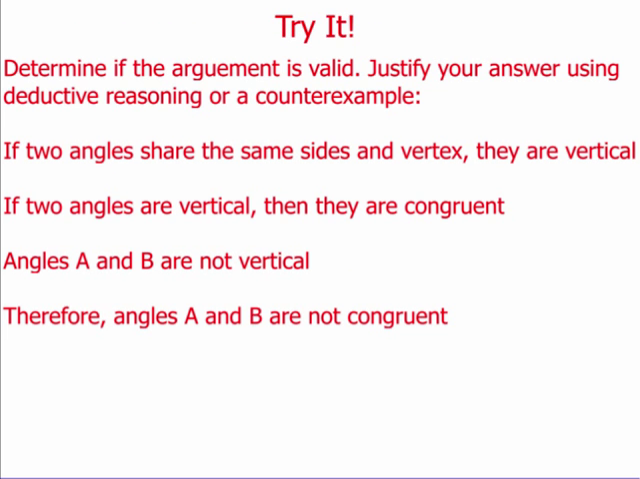So your try-it problem for tonight is this. Determine if this argument is valid, justify your answer using deductive reasoning or a counterexample. If this is false, you need to use a counterexample. So here's your argument. If two angles share the same sides and vertex, then they are vertical. If two angles are vertical, then they are congruent. A and B are not vertical, therefore angles A and B are not congruent. So this is your try-it problem for tonight.